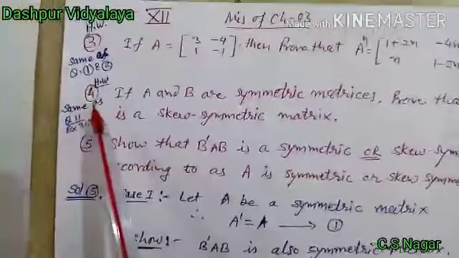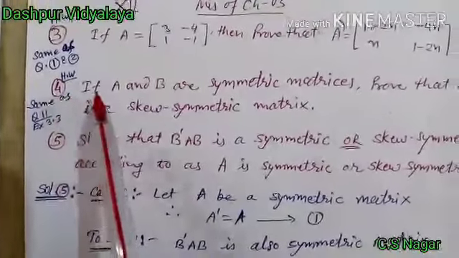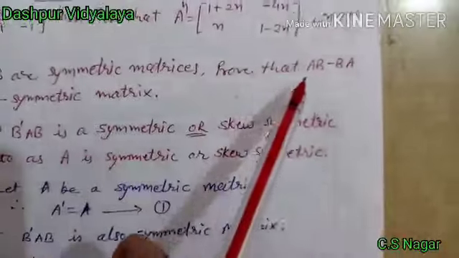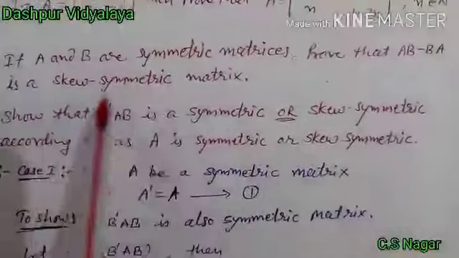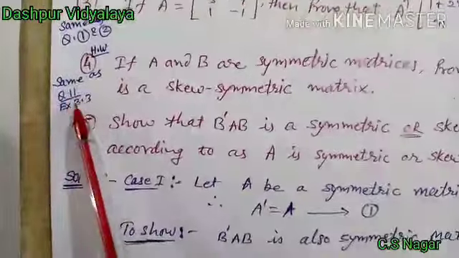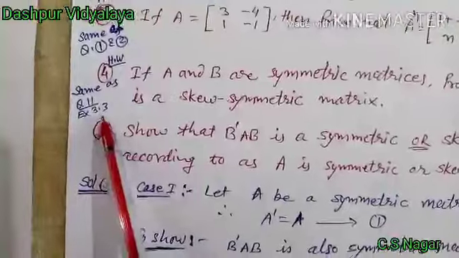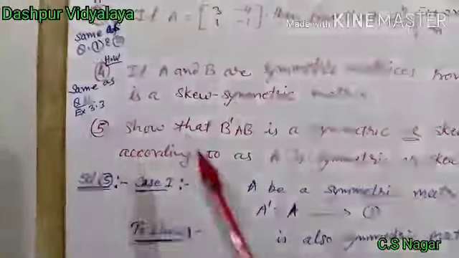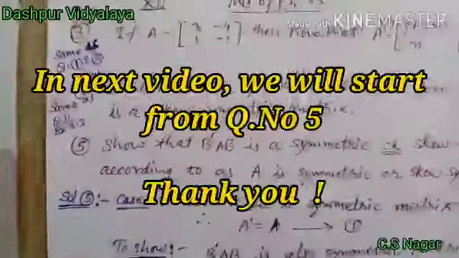Now one more question, which is homework for you, question number 4. If A and B are symmetric matrices, then prove that AB minus BA is a skew symmetric matrix. So this question is same as question number 11 of exercise 3.3. So this question also you will try. Okay, next video we will start from question number 5.